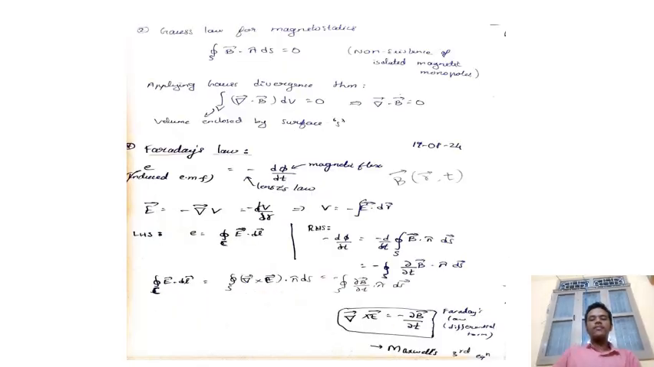The second equation can be derived from the Gauss law for magnetostatics, according to which the surface integral of B dot ds is equal to 0, which is due to the non-existence of isolated magnetic monopoles. Then applying Gauss divergence theorem, we arrive at the second differential form of Maxwell's equations.